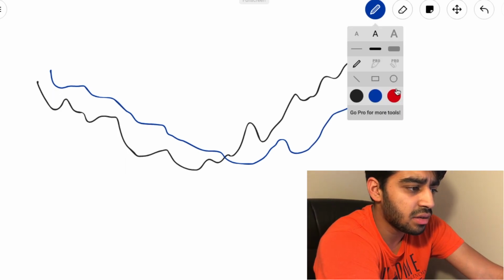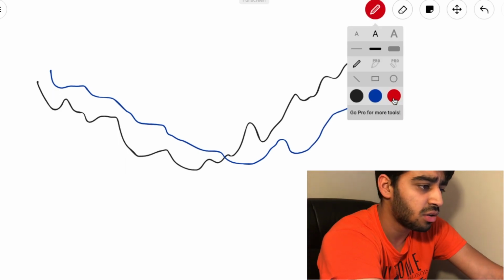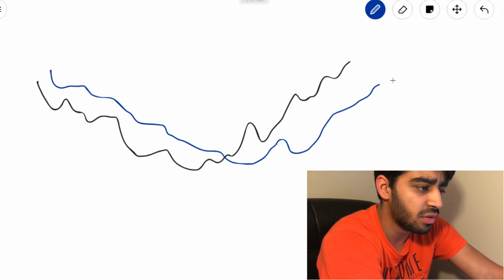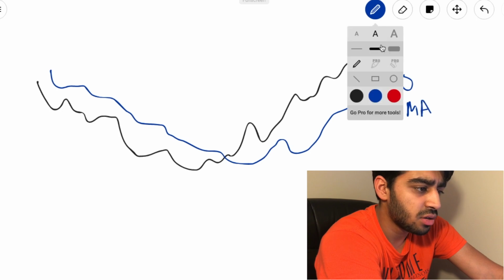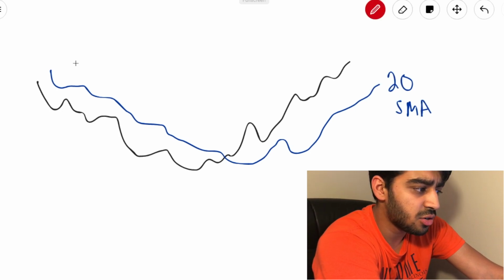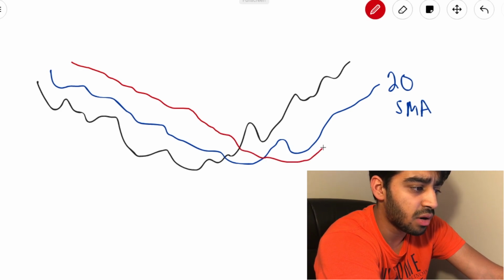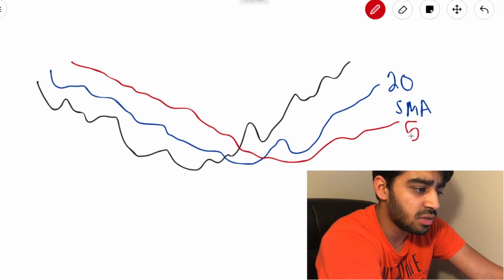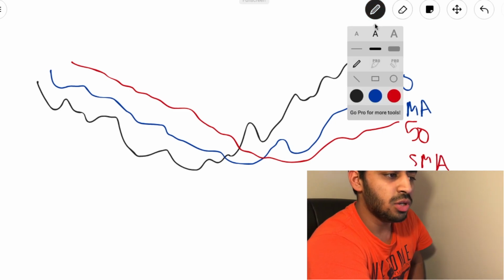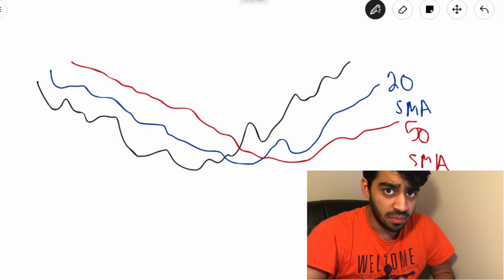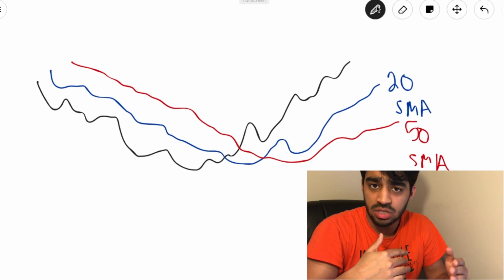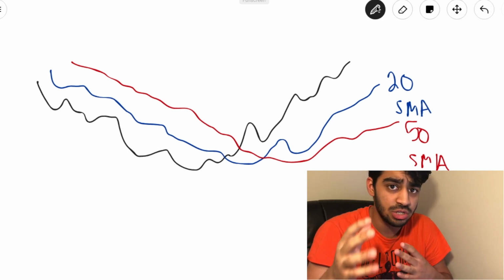And then you're going to have a slow moving average. Let's just call it the 50-day moving average in this case. This one is the 20-day simple moving average. You're going to have another moving average, and it's going to lag even harder than the 20-day moving average, but it's going to be right behind it. This is going to be the 50-day moving average, so 50-day SMA. What you're going to be doing is finding crossovers where the 20 crosses the 50, or the fast one crosses your slow one, right?